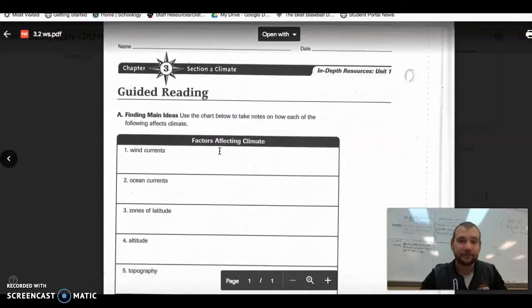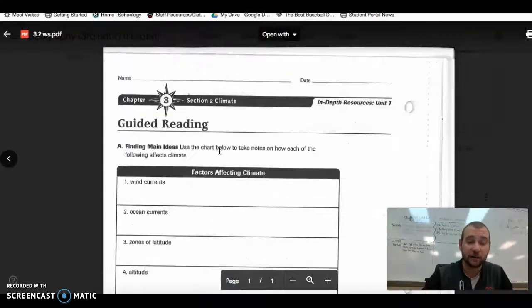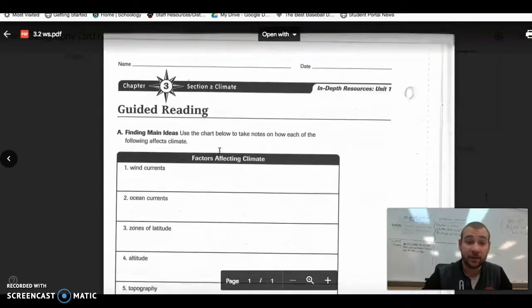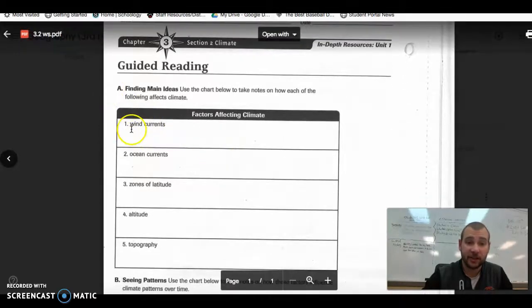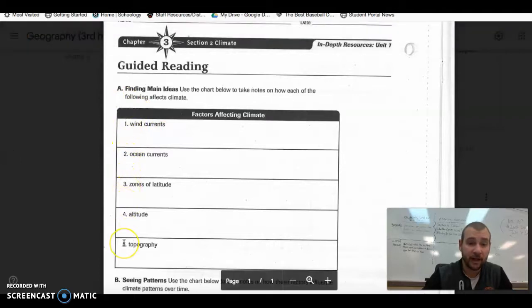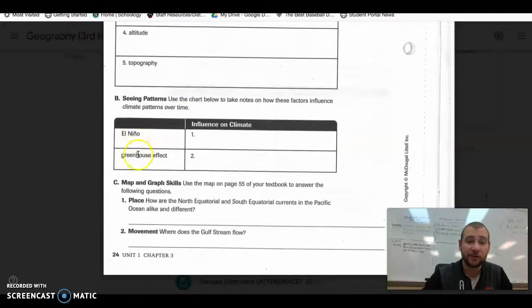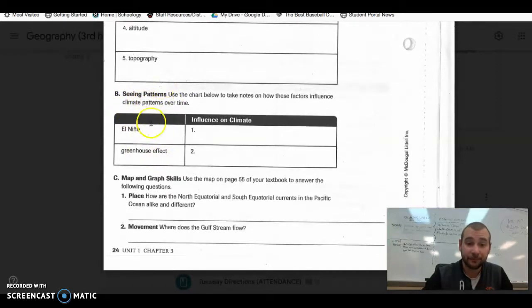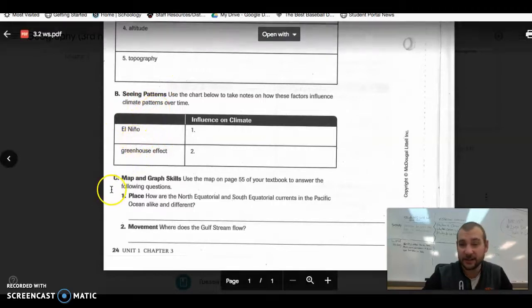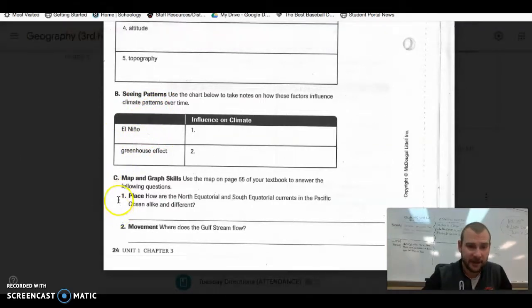All right. So again, when you do this on a Google Doc or if you print it off and use the hard copy, that's your call. But yeah, so you'll just have 1, 2, 3, 4, 5, just kind of some terms. And then B, use the chart below to take notes on how these factors influence climate patterns over time. So then you'll use these two, and these will be more short answer questions. How does El Nino influence climate patterns? How does the greenhouse effect play a role on climate patterns? So those two are pretty simple. Just more short answer. So it'll be like a sentence long, maybe more, depending on which one you're looking at.